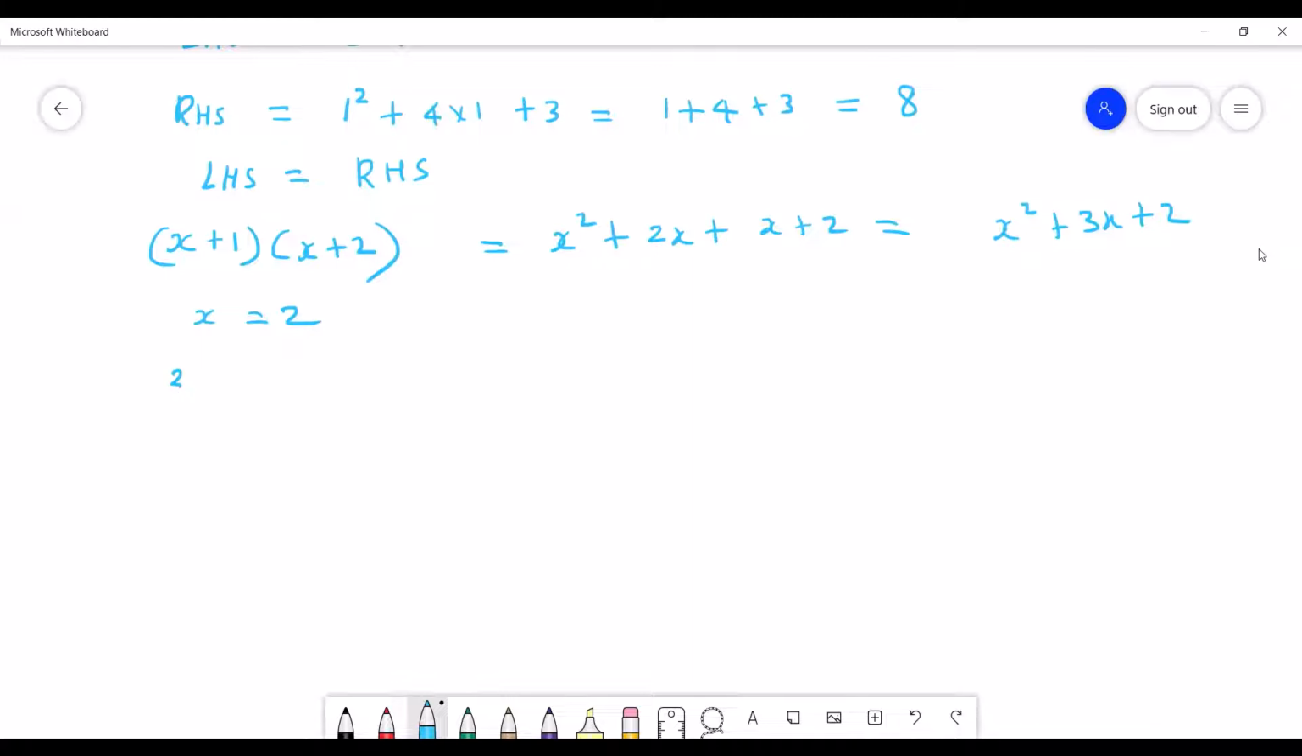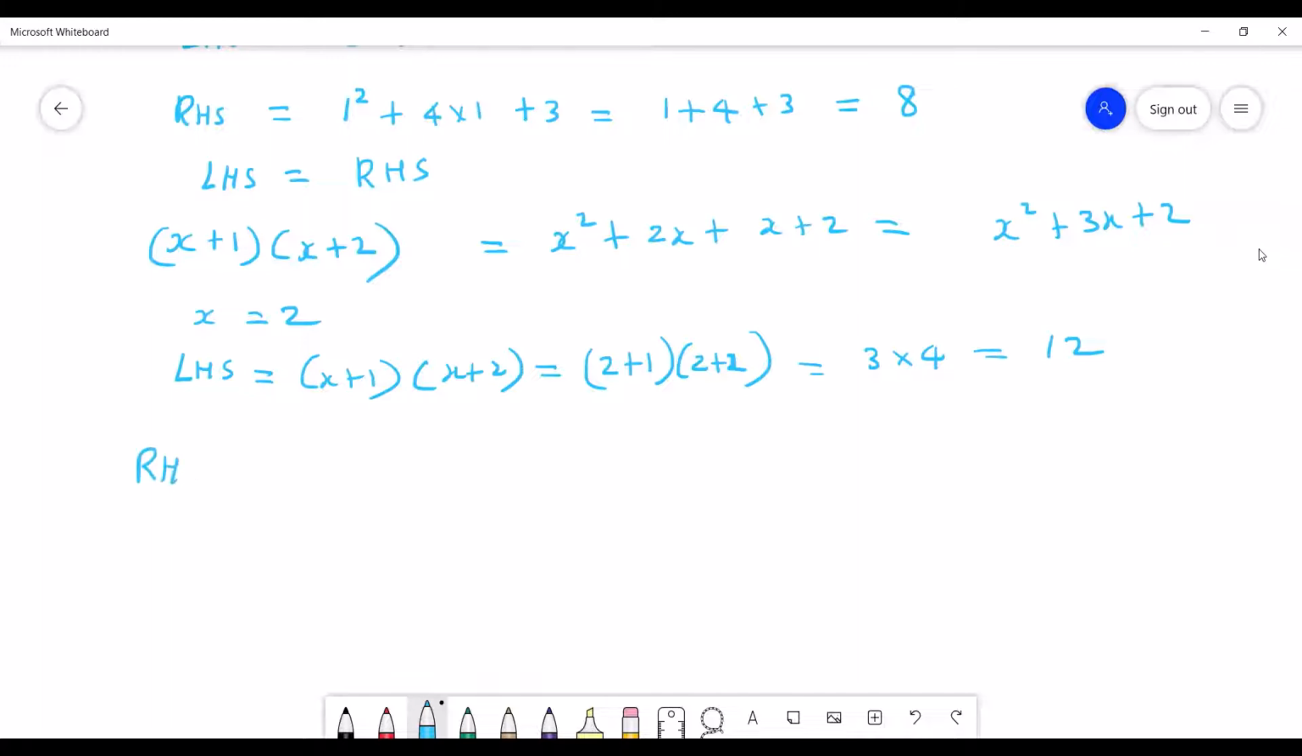So let us see what will be the left hand side. What is the left hand side? The left hand side is x plus 1 into x plus 2. So this will become 2 plus 1 into 2 plus 2. So we are going to get 3 into 4, that is, we are getting 12.